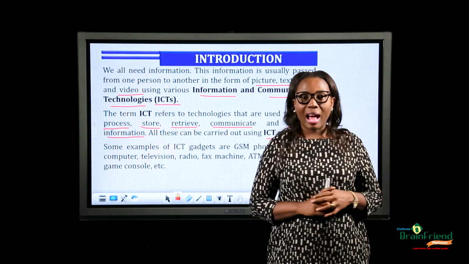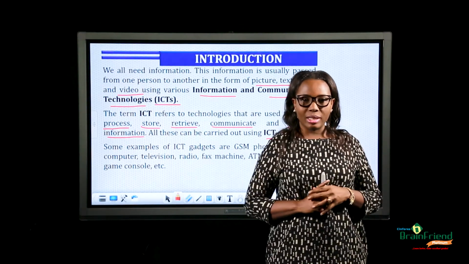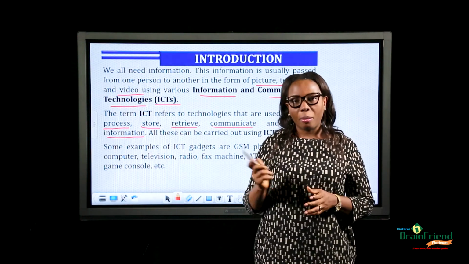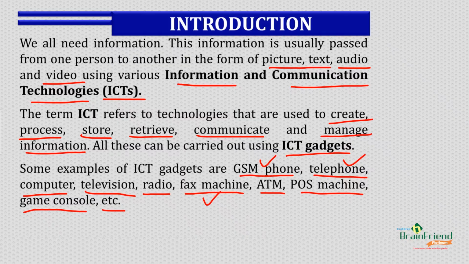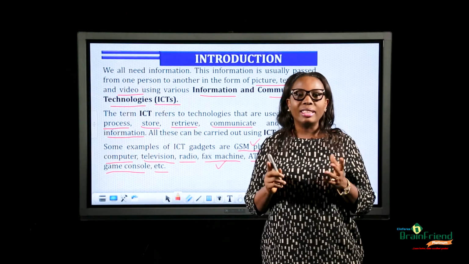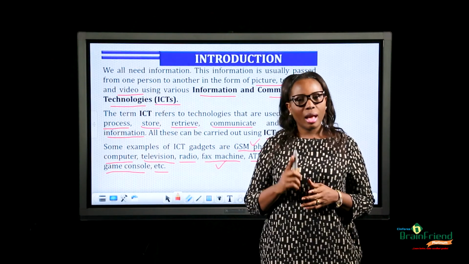I'm sure with the description of ICT, you're able to imagine what these gadgets are. We have so many of them, but here are some examples. We have the GSM phone, the telephone, the computer, the television, the radio, fax machine, ATM, POS machine, game console, and so on. However, in this lesson, we will focus on three specific ICT gadgets, and these are the GSM phone, the telephone, and the fax machine. And so, we will be looking at what they are, their differences, and how to operate them. Let's proceed.